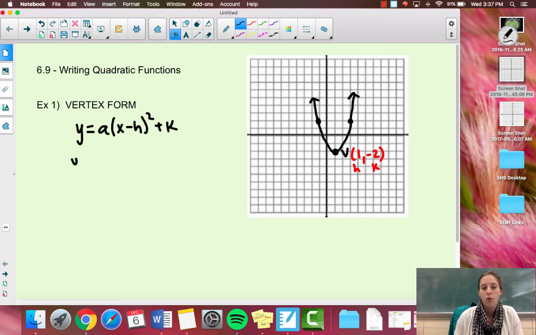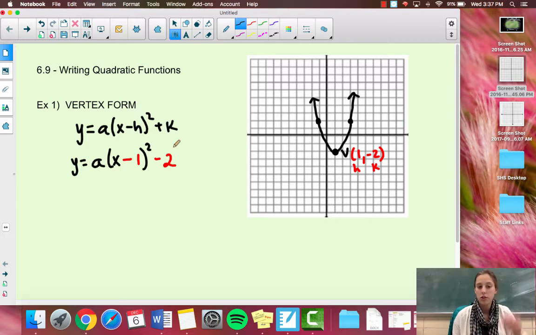So when I do that, I'm going to have y equals a, and then (x minus my x value here, so 1), all squared, and then plus the k, which in this case is -2. So this just came from the vertex. Done. Okay, but we don't know a yet, so we have to find it. And this is where having an extra point is going to be very handy. So if I know another point on my parabola, then all I have to do is plug this in for x and y and solve for a.